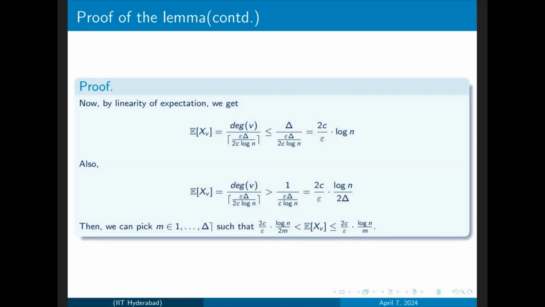The expected value of xv is of course the degree of v divided by the number of subgraphs. So it would be degree of v divided by epsilon delta by 2c log n. When we substitute the maximum and minimum value for degree of v, we get the maximum and minimum value of this expected value as 2c by epsilon log n and 2c by epsilon into log n by 2 delta. Now we pick an m from the range 1 to delta such that the expected value of xv lies within 2c by epsilon into log n by 2m and 2c by epsilon into log n by m.